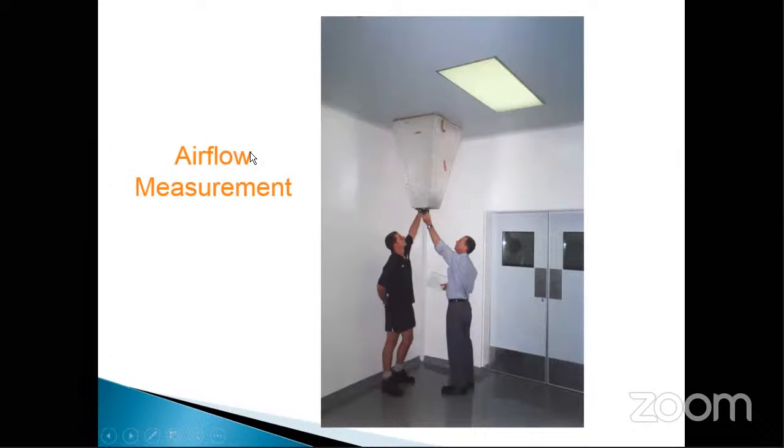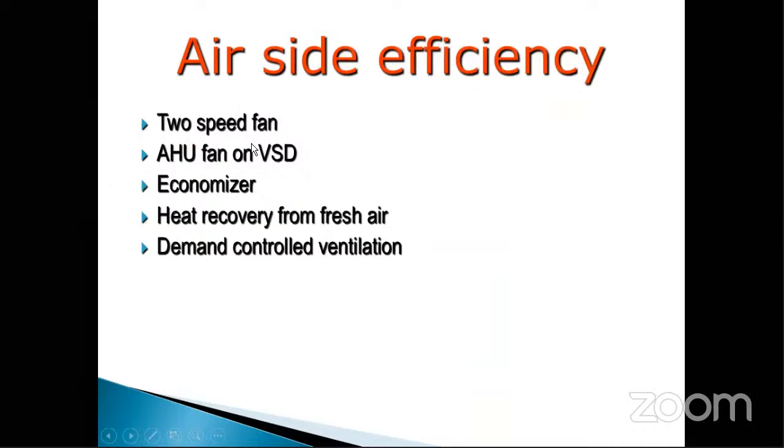To increase the efficiency of the air side system, instead of having a constant speed fan, we can recommend a two-speed fan. We may have a variable speed drive on the air handling unit fan, like your ceiling fan. It has a regulator, it has 5 speeds. Similarly, when you have a three-phase fan for an air handling unit, which has a bigger capacity, to control the fan speed, to modulate the fan speed, we need a variable speed drive.